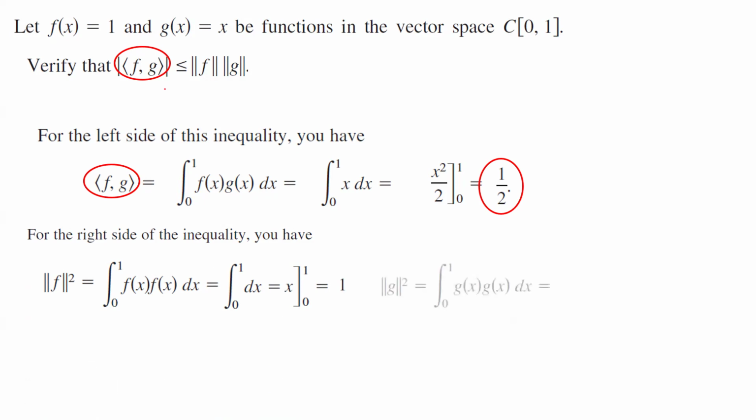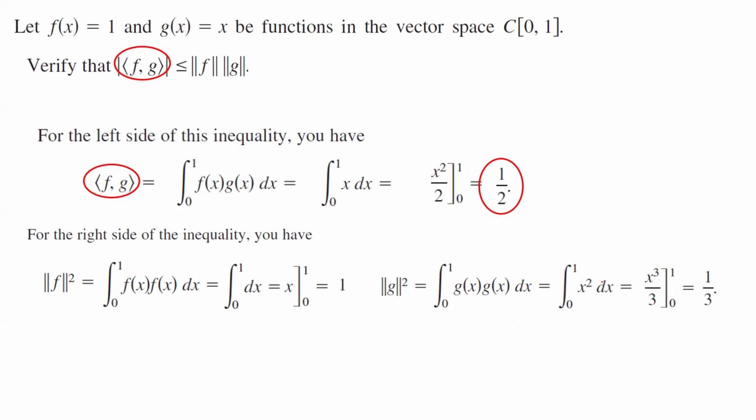Now, the magnitude of g squared is the inner product of g by itself, or the definite integral from 0 to 1 of g times g dx, which is the definite integral from 0 to 1 of x squared dx. Why? Because g is the function x. x times x gives you x squared, which integrates to a third x cubed, from 0 to 1, which is a third.